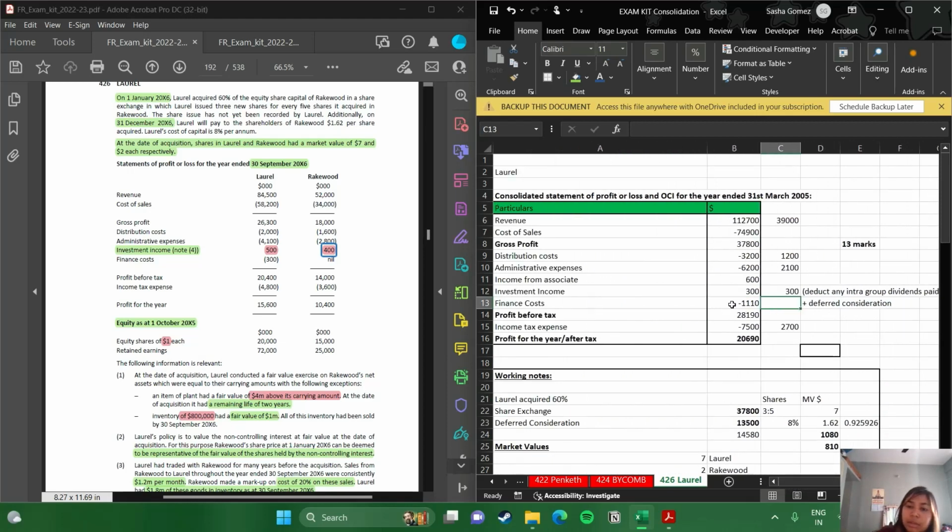Then you have your deferred consideration. This is where you just increase this by 8% and then you time apportion it. So 13,500 into 8%, you get this amount, and then this into 9 divided by 12. So you time apportion that, add up everything, and then you get your profit before tax. Your income tax expense should also be time apportioned. So this is the summarized statement for you.